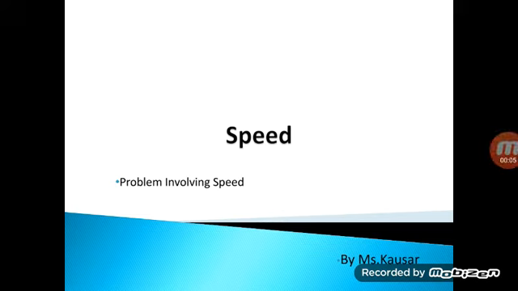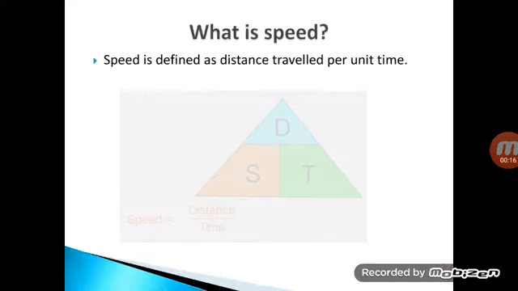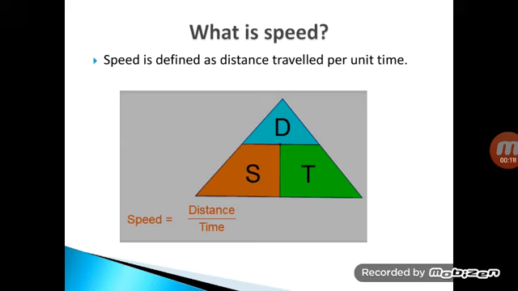That introduction was done in the previous lesson, and we have learned about the conversion of different units. We will see how to solve some problems involving the speed concept. Recall the concept of speed.